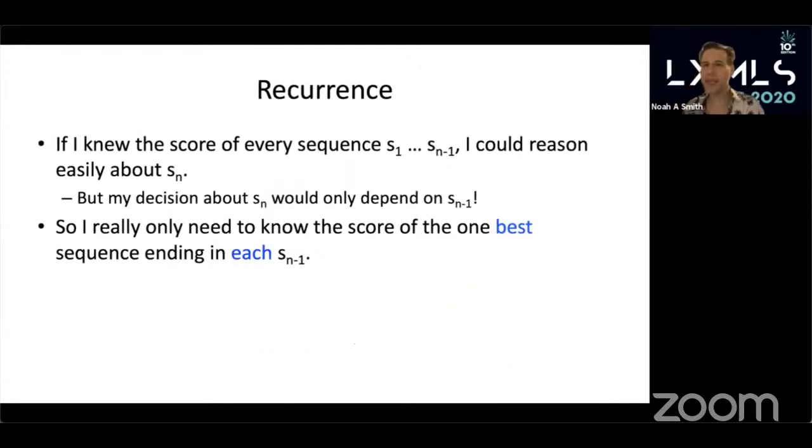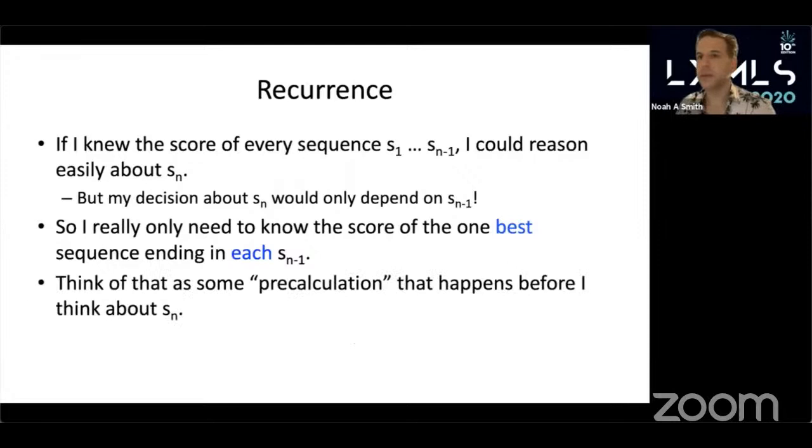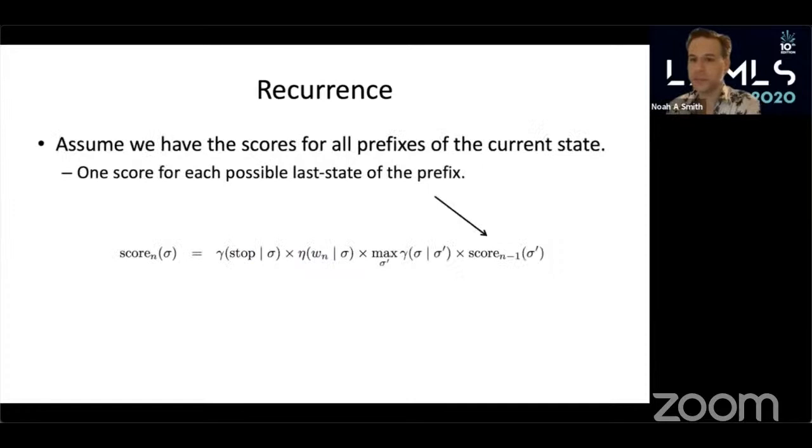Okay, so what I really need is to know the score of the best sequence that ends in each S_{n-1}. So if I had that, if I had a value for each preceding label, if I had pre-calculated that, then I could make my choice about S_n. So I want you to think about that best prefix score for each possible choice for the preceding label as a pre-calculation that's going to happen first. And then once I've done that, I can make my choices.